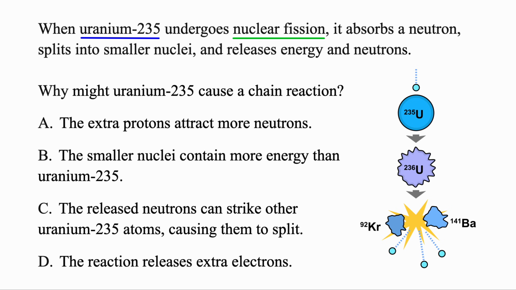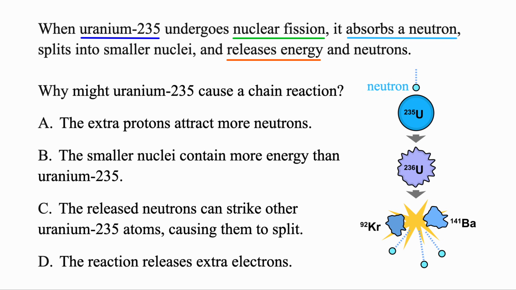We're starting with uranium-235. The first thing it does is it absorbs a neutron. So this thing here has to be a neutron. Then it's going to split into smaller nuclei, these two things here. But finally, that's going to release energy.